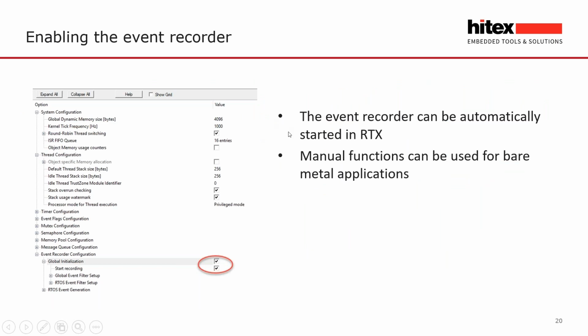So the event recorder, once you've enabled it, if you're using the operating system, we can then start it automatically within the RTOS configuration file. So here we switch on the event recorder global initialization and then tell it to start working when the operating system kernel begins. If you're not running using an operating system, then there are bare metal functions that allow you to start and stop the event recorder manually. So it's available whether using the operating system or not.